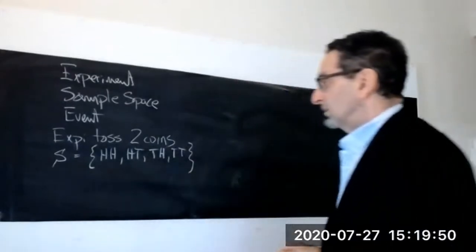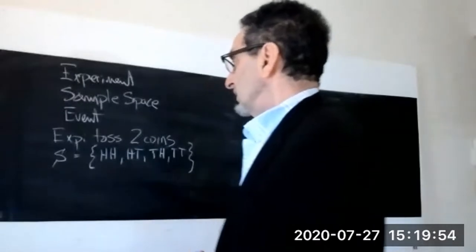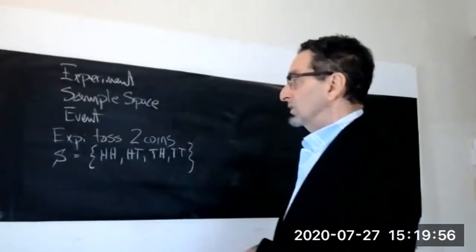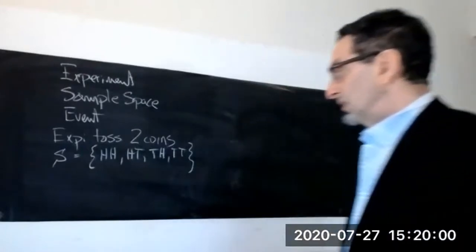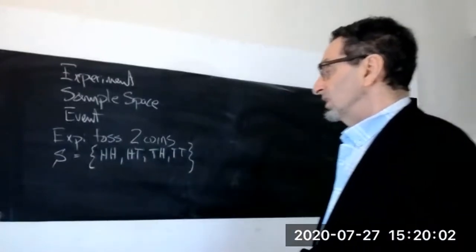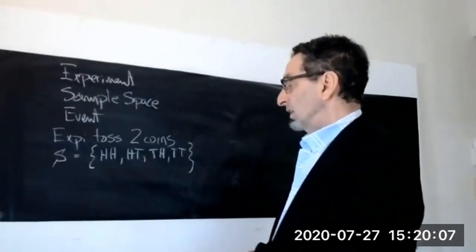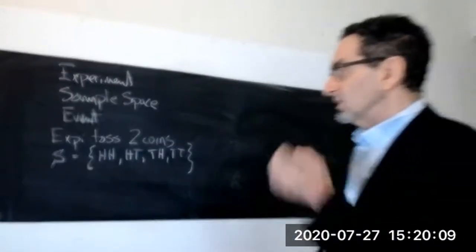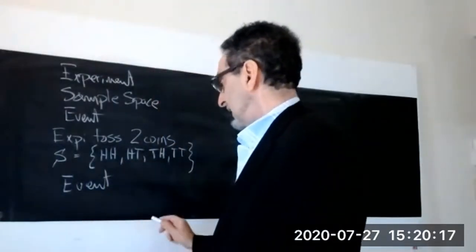And then we can talk about the events. There are different events. For example, we could talk about the event of getting two heads, or the event of getting two tails when we toss two coins, or the event of getting one tail, and so on. We could talk about lots of different events. So let's bring up one event: the event of getting exactly one head.